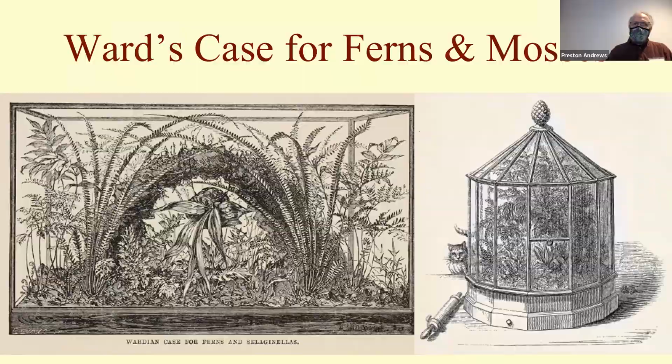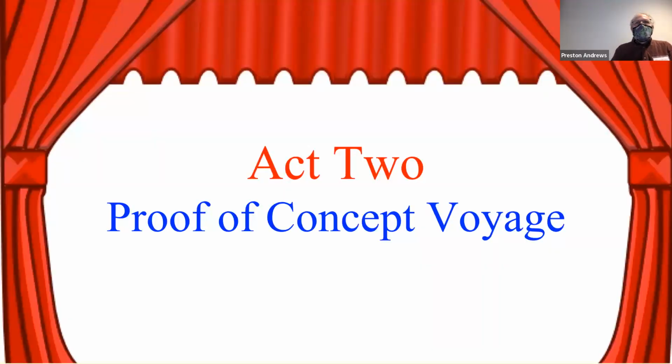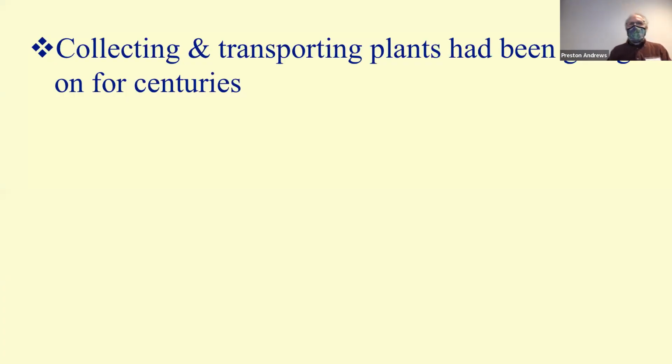So what happens next? Plants have been shipped around the world for a long time. Seeds can be transported, but some seeds don't stay viable. And the sea voyages in those days were months and months at a time. So he was able to keep plants alive in these cases. And because this was colonization and imperial expansion, they wanted to be able to gather plants from other parts of the world. So a proof of concept voyage was the next step.